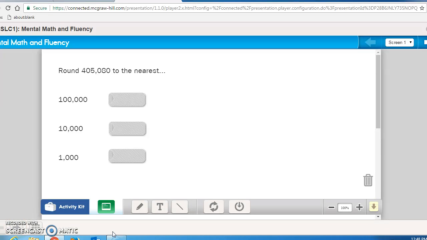Lesson 313, Comparing Decimals. The main focus in this lesson is for you to be able to write a number sentence using greater than, less than, or equal to signs, for you to explore decimal comparison number stories, and so that you can solve number stories and other problems by comparing decimals. But let's start with our mental math and fluency first.